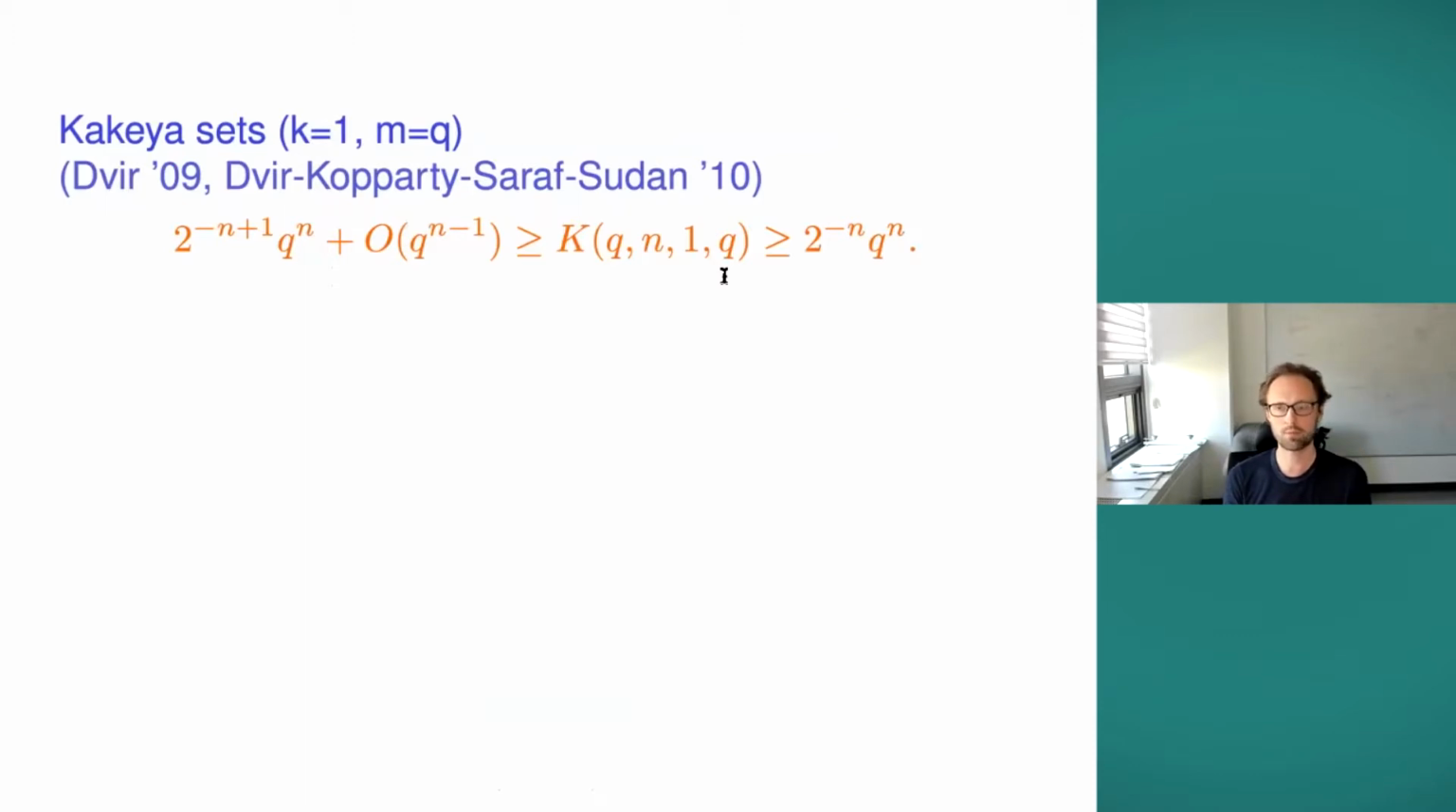The best quantitative bounds are due to Dvir, Kopparty, Saraf, and Sudan in 2010. And up to a factor of 2, the construction meets the lower bound.